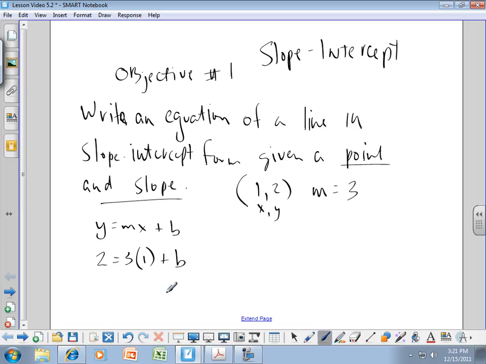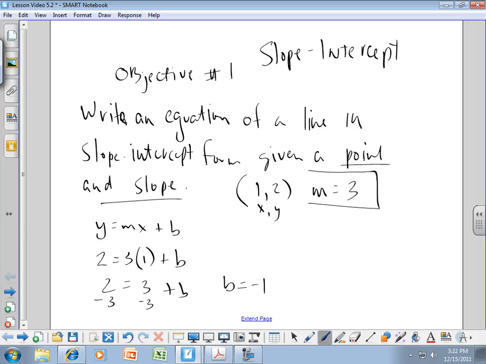Well, do you know how to solve equations? Yeah, I think you do. Do you know how to simplify this? What's 3 times 1? Well, it's 3, isn't it? Do you know how to get b by itself here? How about subtract 3 from both sides? And then what does b equal? 2 minus 3 is negative 1.